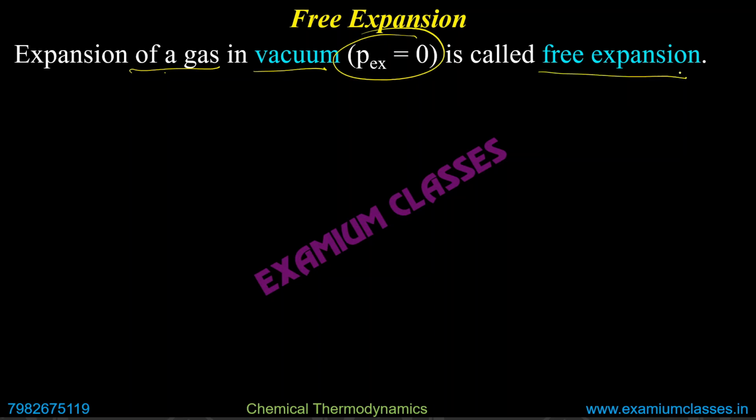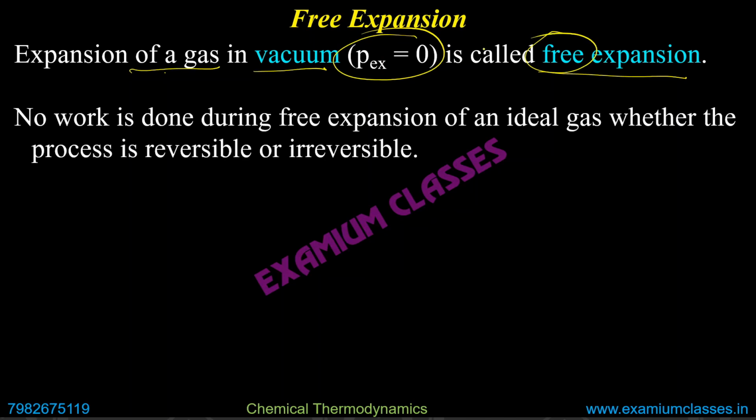It means there is no blocking agent outside. So that's why we say it is free to move, free expansion. No work is done during free expansion. This is slightly tricky to understand. You might think that because the piston is moving, there is some work being done, but in physics, it is zero.